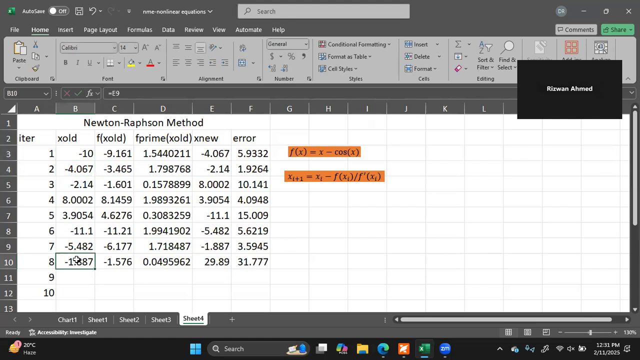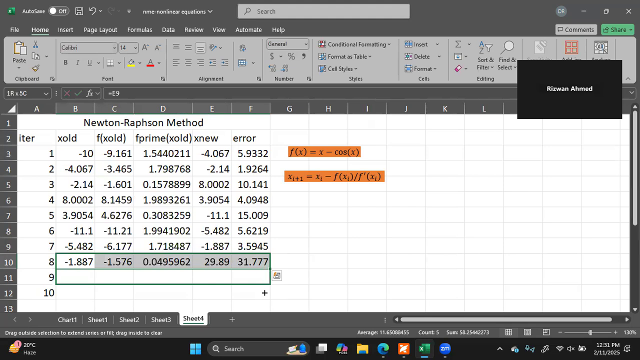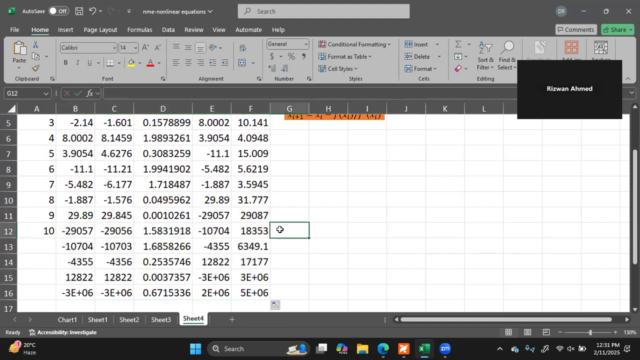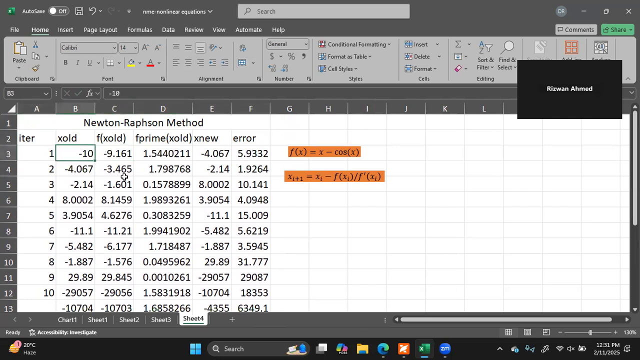If I give it -10, a bit vague guess, it asks for further iterations to be calculated. Even if we see it here, let's see. Okay, so it is diverging. So not something very short. So you have to select the initial guess very nicely.